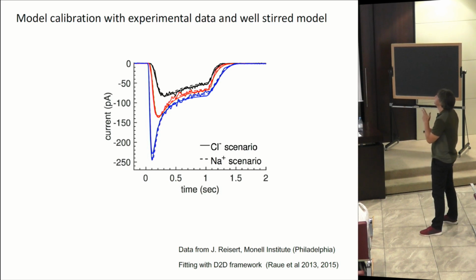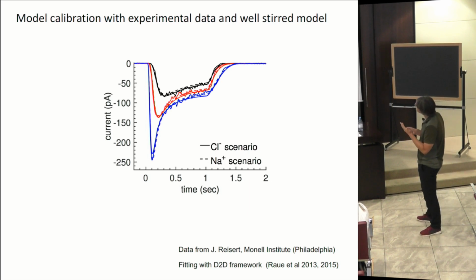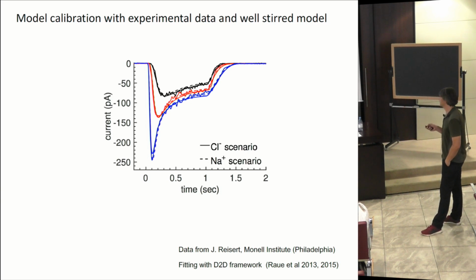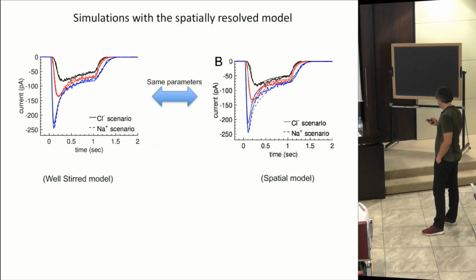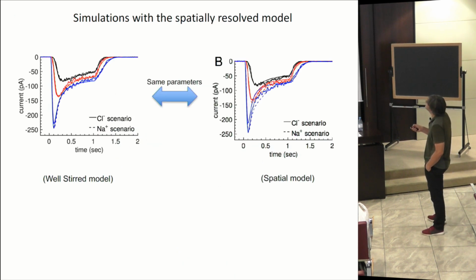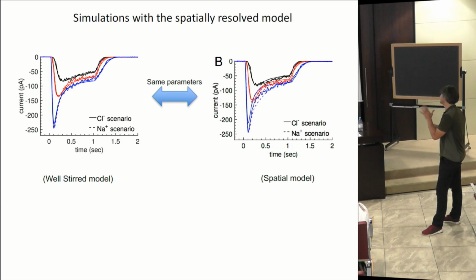So you can see that in principle, I use the D2D framework here. What it tells you is that if you just look at the current, you can fit your current equally well with a sodium or with a chloride current. So nothing is different. If you just fit the curve, it works equally well with sodium and with chloride. Now this is the well-fitted model, and I use the same parameters inserted into my spatial model. Of course, it's not as perfect as before, but it's reasonably well.